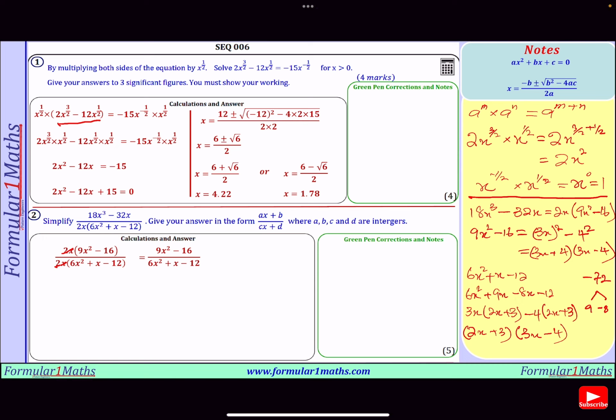And so now I can replace the numerator and the denominator. So the fraction becomes this. As you can see, 3x minus 4 and 3x minus 4 can be crossed out. And this simplifies therefore to 3x plus 4 over 2x plus 3. This means that our A is 3, the B is 4, the C is 2, and D is also 3. And this is question 2.